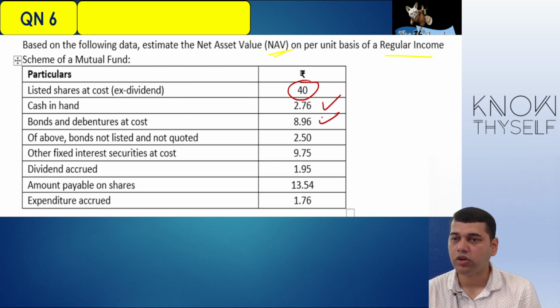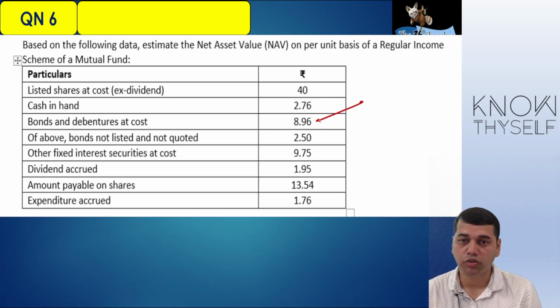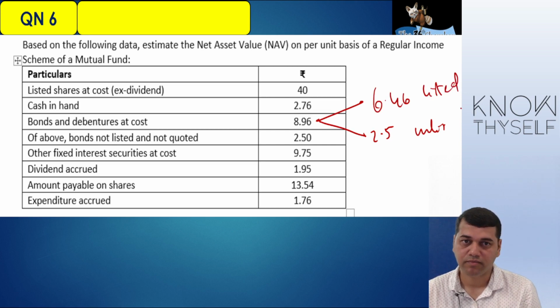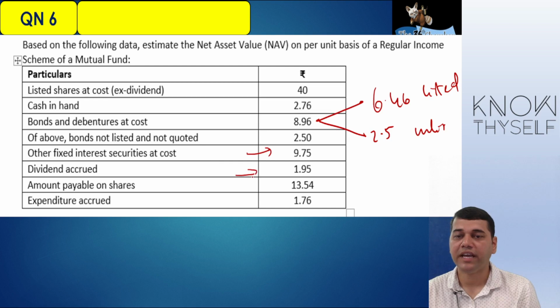Bonds and debentures are at cost of above. Bonds not listed and not quoted is 2.96. So I got a breakup here. 8.96 has got a two-part breakup: 2.5 unlisted, and the balance 8.96 minus 2.5, 6.46, is listed. Other fixed interest securities. Dividend accrued, you got some dividend but not received. Amount payable on shares is 13.54 and expenditure accrued is 1.76.